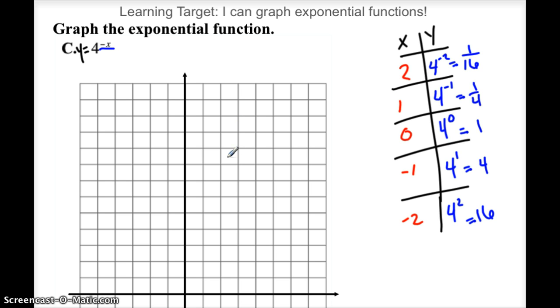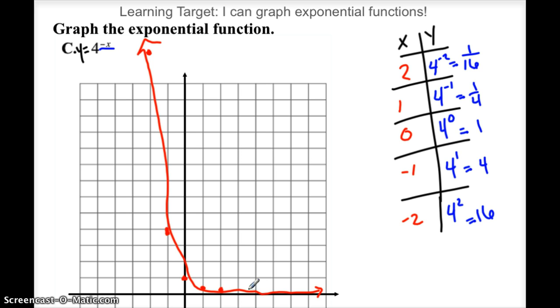So when I plot these values, let's see what happens. When x is 2, I'm really close to the axis. When x is 1, I'm close, but not as close. When x is 0, I'm at 1. When x is negative 1, I'm up to 4. 1, 2, 3, 4. And when I'm at negative 2, I'm up at 16, where it's going to be off the graph a little bit. So let me see if I can do this. Oh, this is harder than it looks. And that's not a very good line. It's not supposed to touch there.